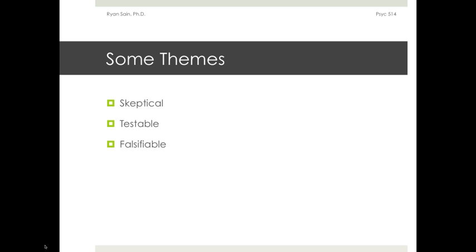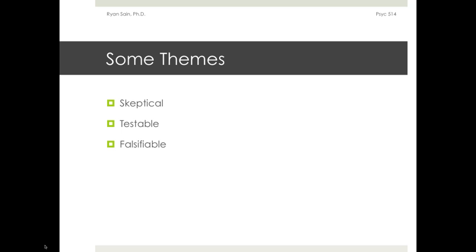Falsifiability, this is one we're going to come back to in a little bit, but basically falsifiability simply means that we have to be able to imagine that our evidence can be proved wrong in order for it to be a valid study. It seems a bit odd, right? But the point is that if there's no possible thing that can prove you wrong, then the chances of you being right are slim to none.